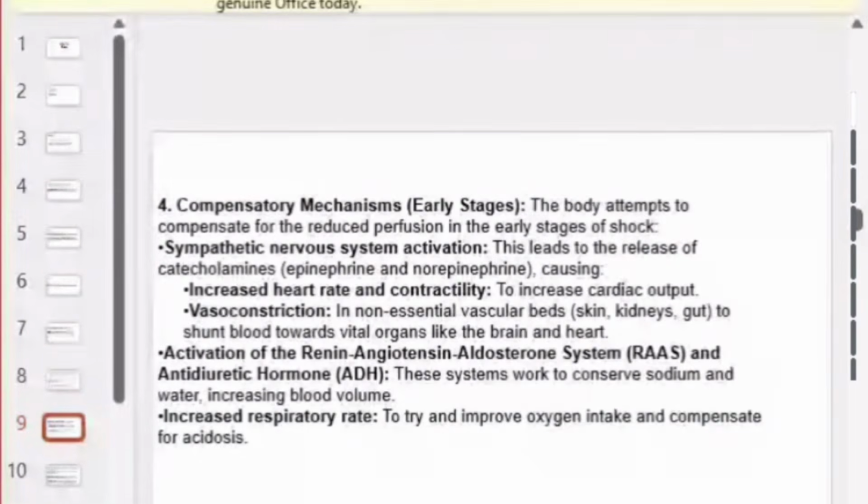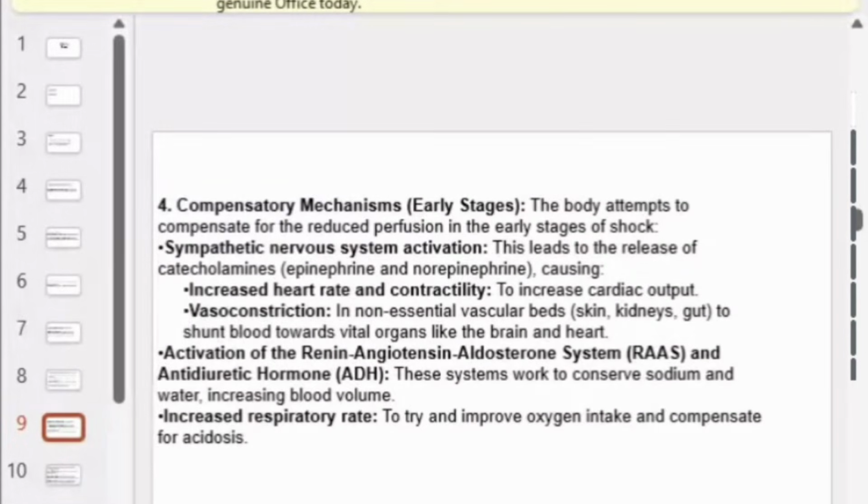Also, it might activate the renin-angiotensin-aldosterone system and the ADH system, which helps to conserve sodium and water, and it will enable an increase in the blood volume by retaining the sodium and water. Also, you might compensate for this inadequate oxygen supply by increasing your respiratory rate. And this will help to reduce the acidosis in the blood.